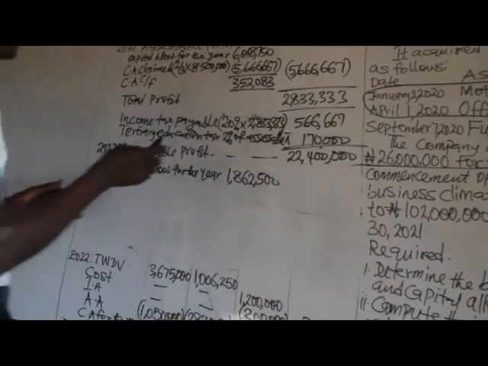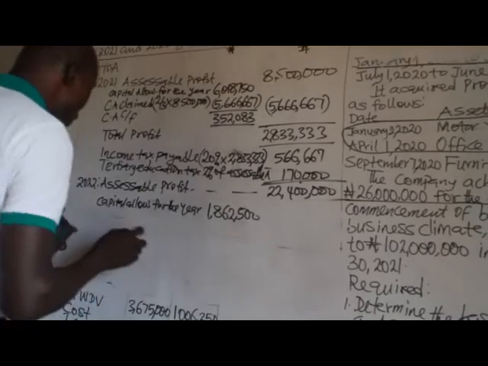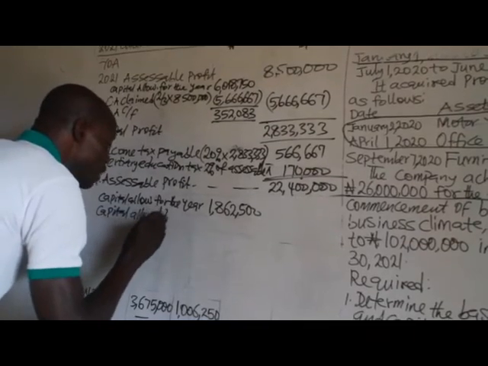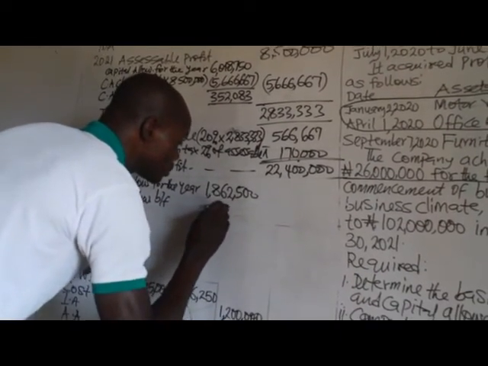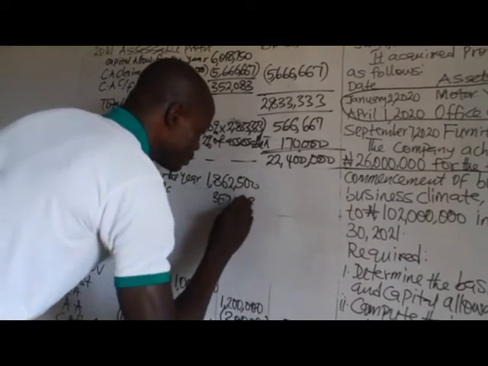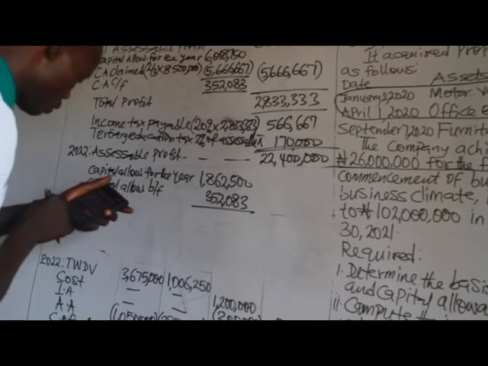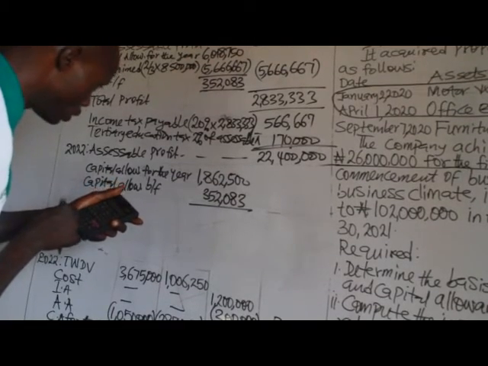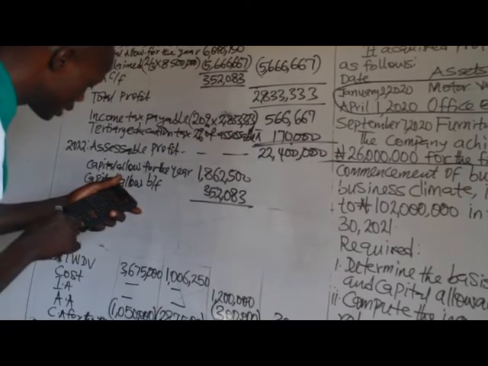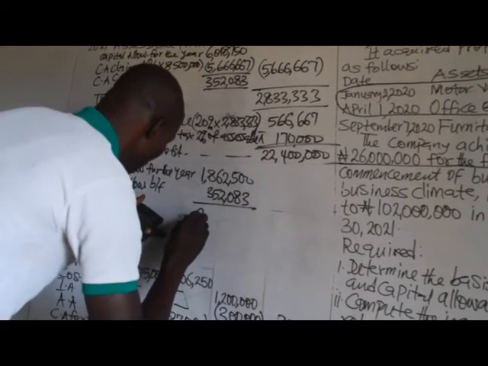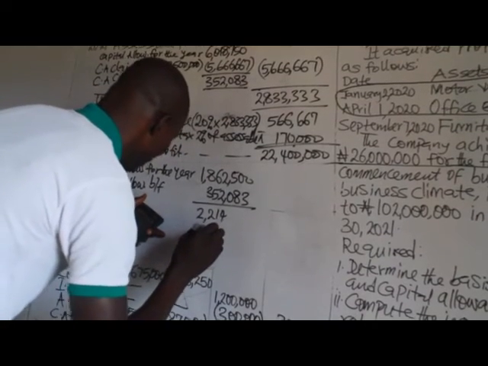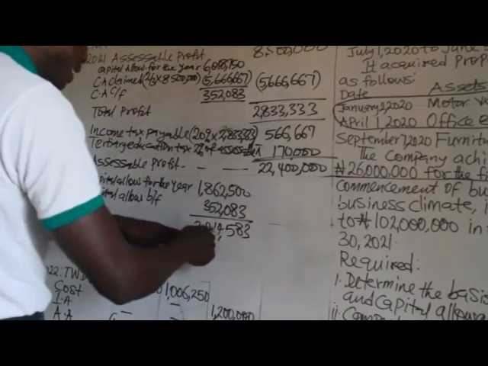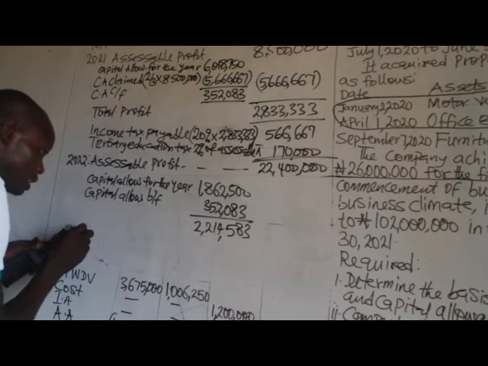Then the unclaimed capital allowance for the prior year will be brought forward. So we have capital allowance brought forward of 352,083. If you sum up 1,862,500 plus 352,083, that gives us 2,214,583. If you calculate 2/3 of our assessable profit, it will be greater than the capital allowance. That means the capital allowance will be claimed in full.